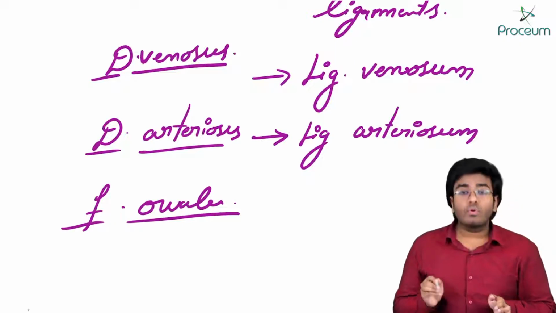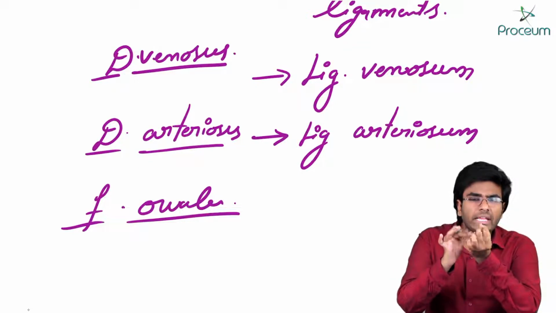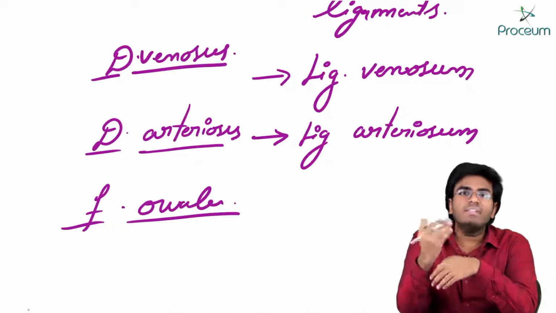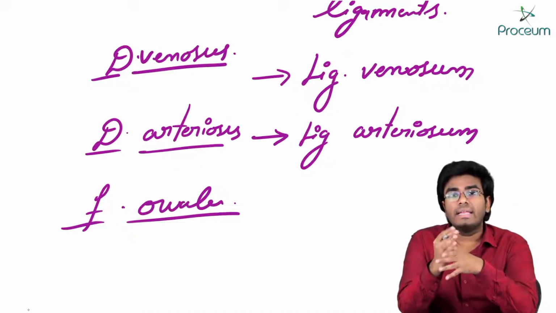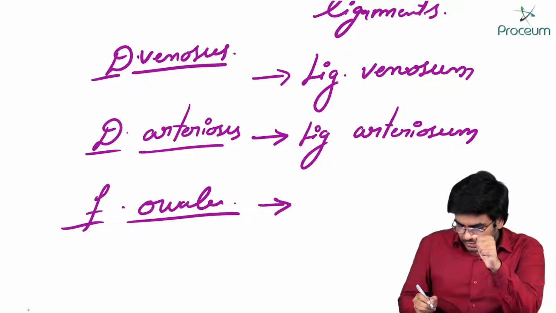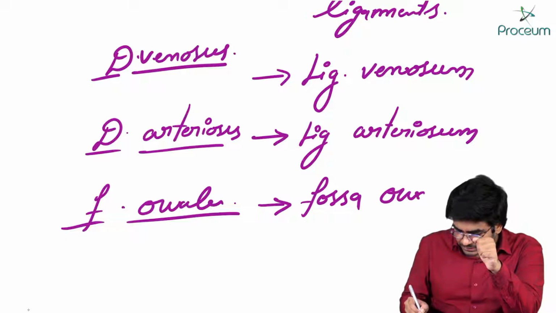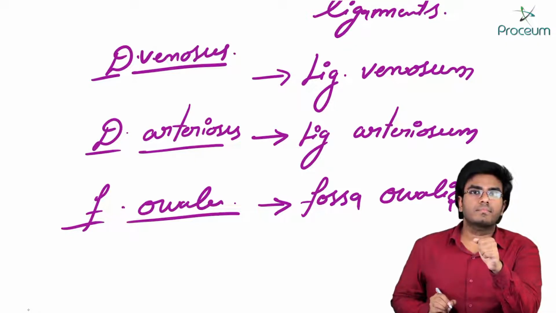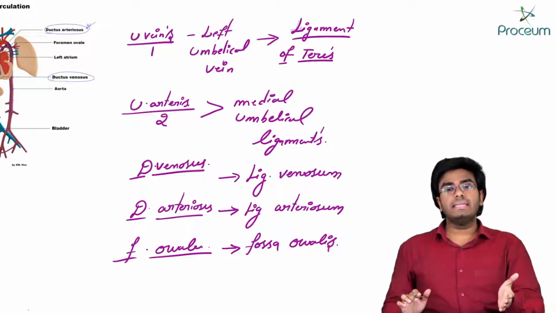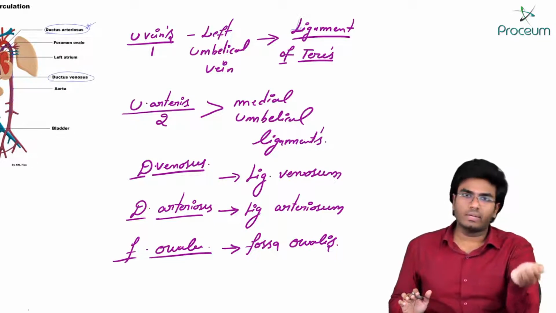Now what is the fate of the foramen ovale? Guys, remember this foramen ovale is an opening between the right atrium and left atrium, present in the interatrial septum. After the delivery of the baby, this foramen ovale will get closed and it will become the fossa ovalis. Okay guys, these are certain modifications which you will see when fetal circulation gets converted into normal circulation.